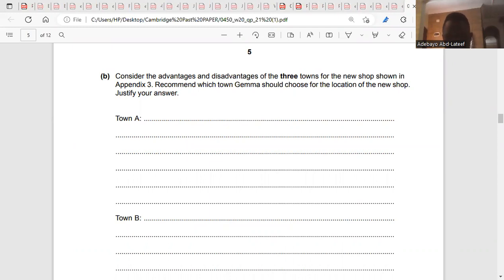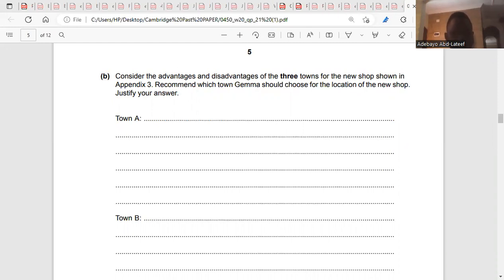Wages and salaries for town A is 80,000, town B and C. Heating and lighting, which are expenses, 5,000, 5,000, 3,000. Then the estimated gross profit for each town are there. So now we go back to the question.